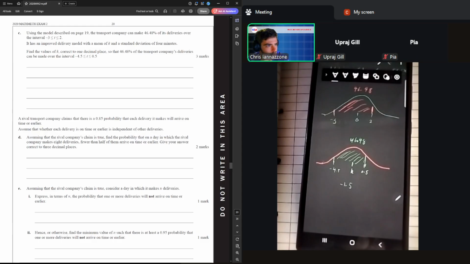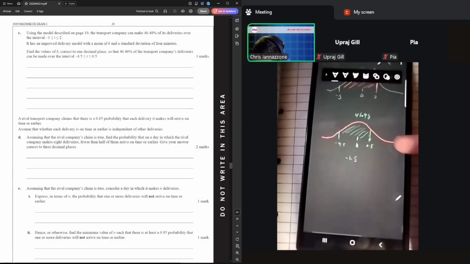What else could we do? Possibly mess around with the Z stuff. So if it's 46.48 in here, not dead center really, then everything out is going to be 1 minus that. The challenge is it's not quite, well, no, we do have standard deviation.